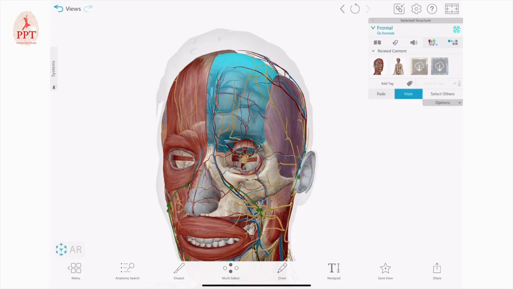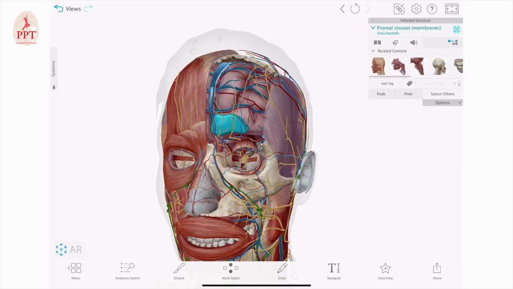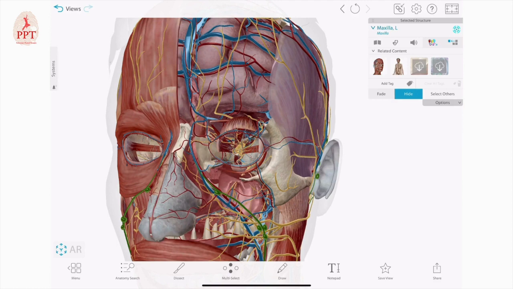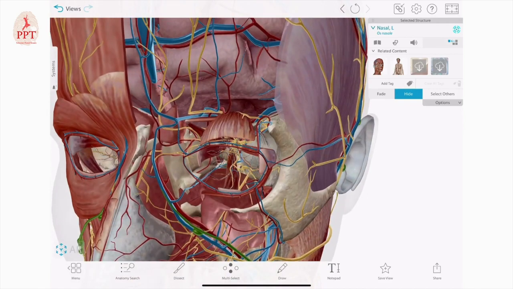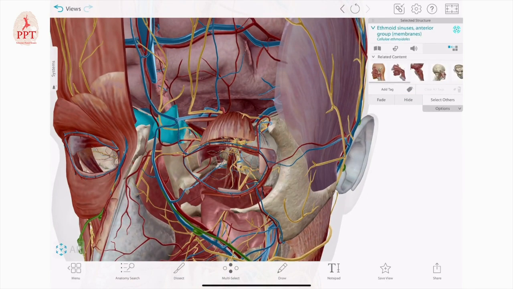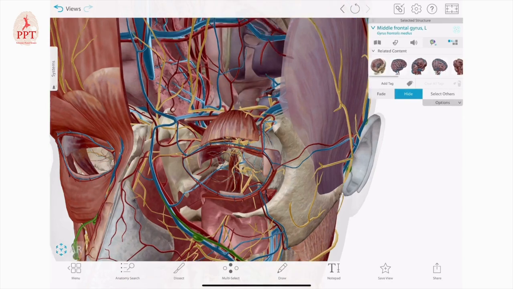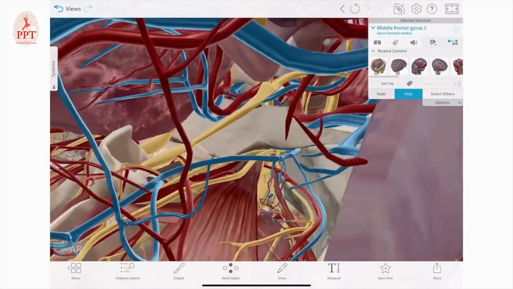So here's our human skull. We're going to take a little bit of the skull away and we're going deeper into the frontal sinuses. We're going to go a little bit behind the eye. We've taken away the maxilla bone and the maxilla sinuses. We're going to remove the nasal bone and go a little bit deep into there. So we've taken away some nasal sinuses. We're getting underneath the frontal lobe and we're going to spin this around a little bit.